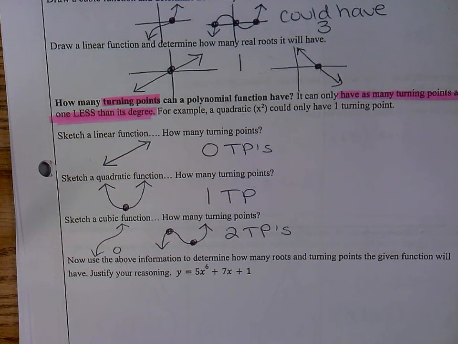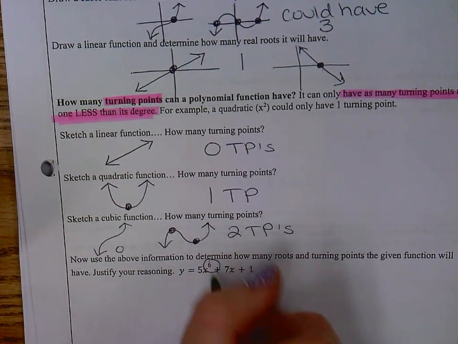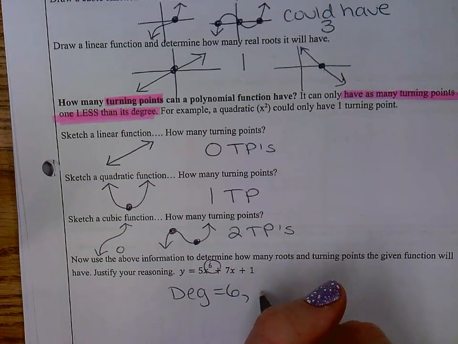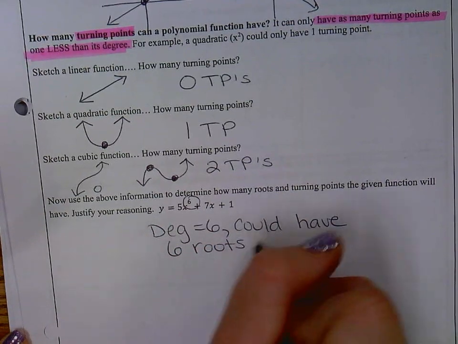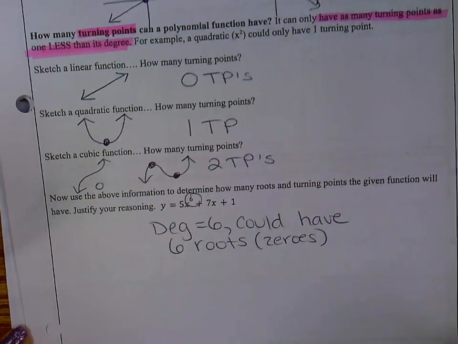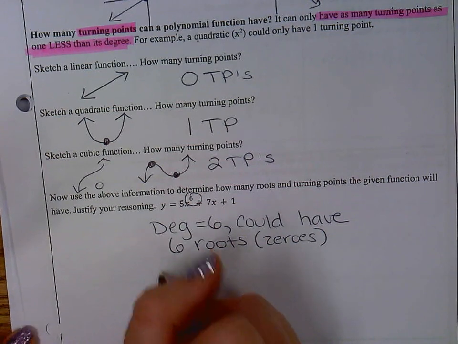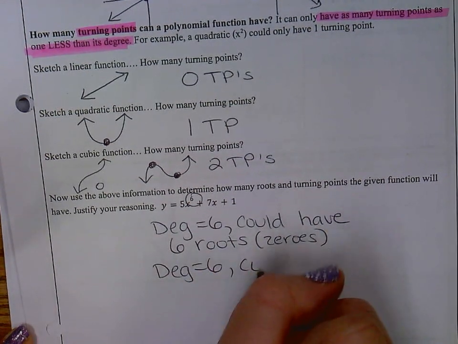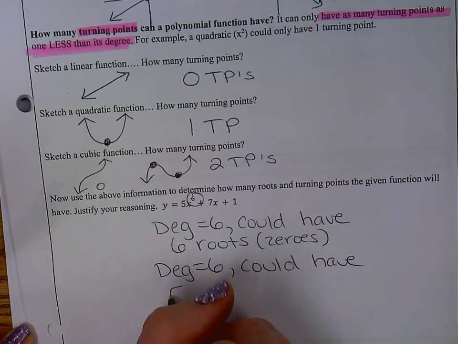But if we know that it's degree 6, how many roots could I have? It could actually touch the x-axis 6 different times. How many turning points could I have? I could have up to 5, depending on how curvy this graph is. So the degree is 6, so I could have 6 roots or zeros or x-intercepts. My degree is 6, so I could have 5 turning points.